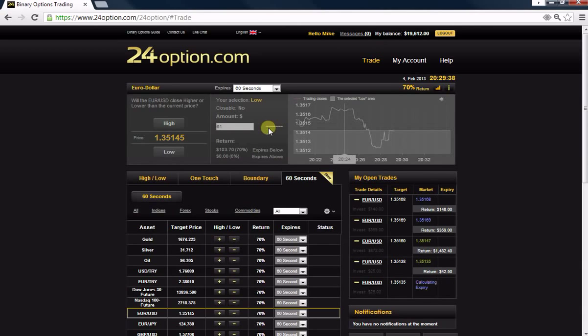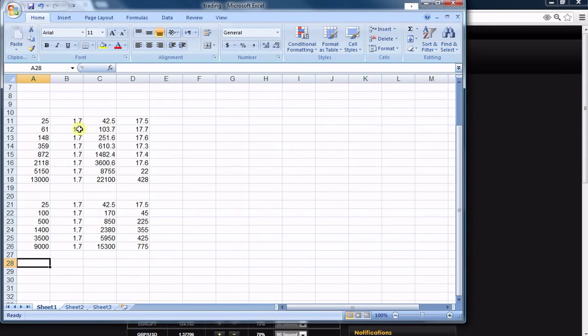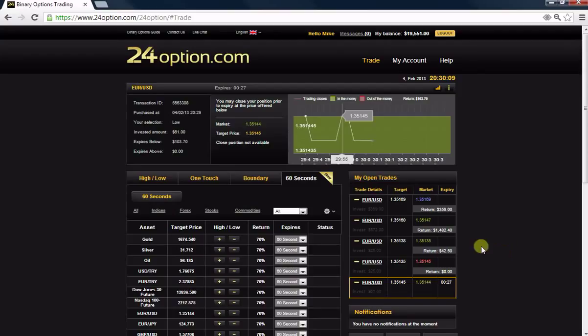Okay, looks like we lost that trade, so we got the $61 ready. Again, the $61 that gives us 70% returns. That gives us a profit of $103.70. Taking into account the original $25 investment and the $61, that's an $86 investment with a return of $103.40. That's a profit of $17.70. So looks like this one's kind of hovering around.